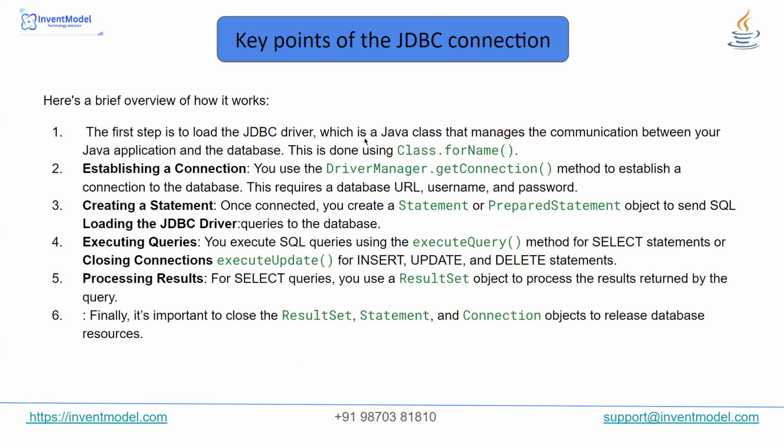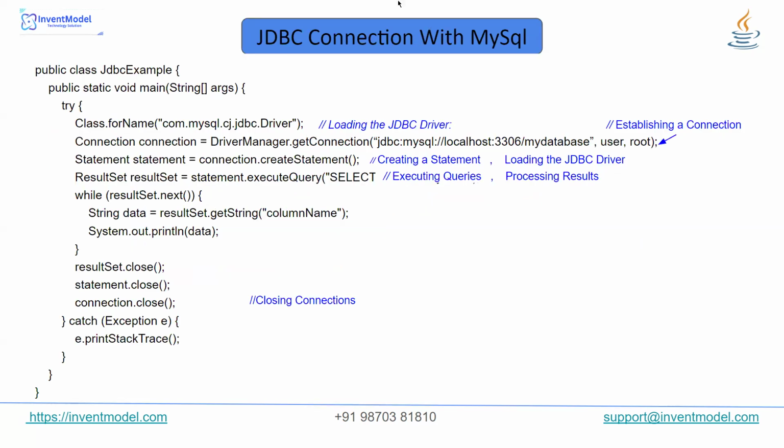We have already discussed this, and these are, I think, six key points which are necessary for creating any JDBC connection. Here is a brief overview of how it works. Here you can see the JDBC code, and you can implement JDBC using this.